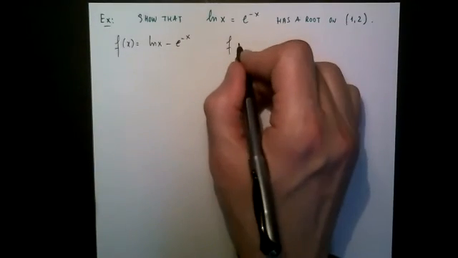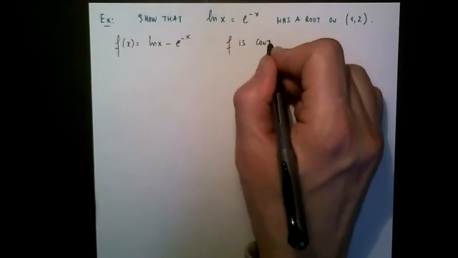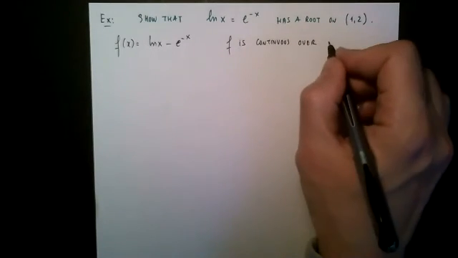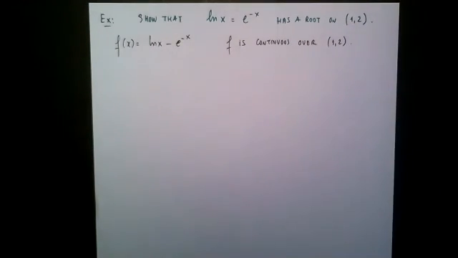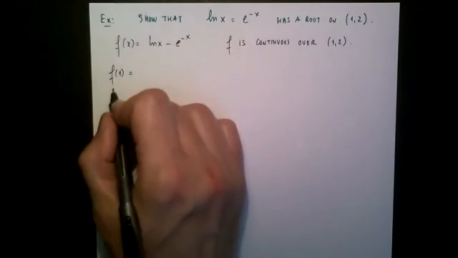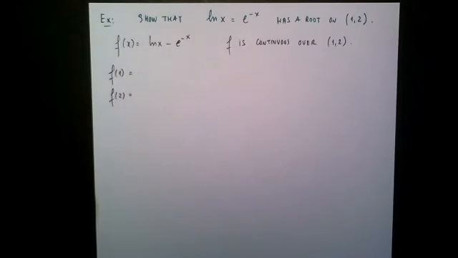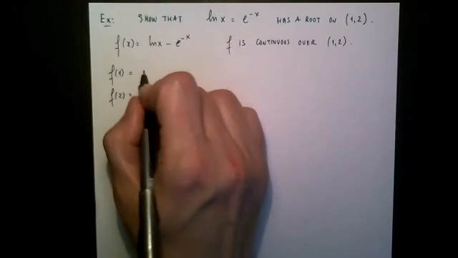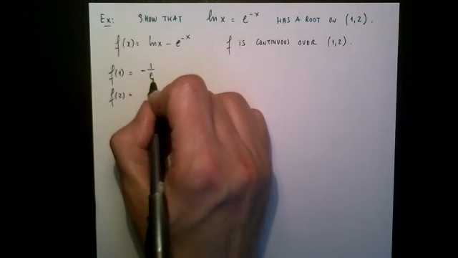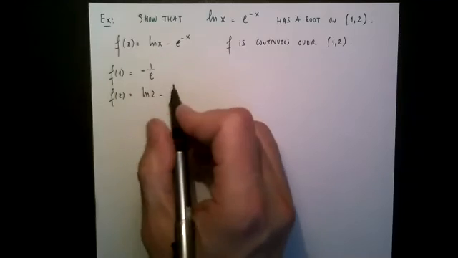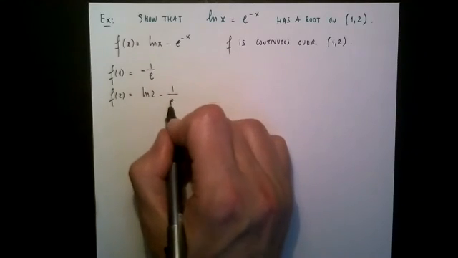Okay, so f is continuous over interval 1, 2, no problem here. Okay. So f of 1 is negative 1 over e, and f of 2 is ln 2 minus 1 over e squared.